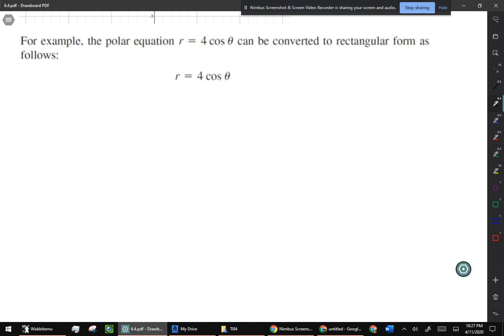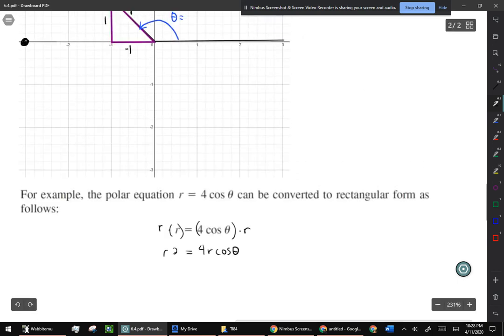So what we're going to actually do is multiply both sides by r. So we multiply that side by r and multiply this side by r, and we get r squared is equal to 4r cosine theta. And what that allows me now to do is do two substitutions. If we take a look, we have an r squared and an r cosine theta.